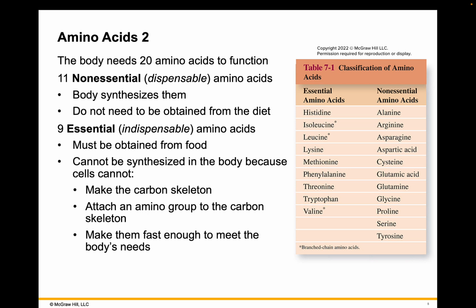We do not have the capacity to either synthesize within our body or produce them in the amount that's necessary to maintain homeostasis. And one thing to keep in mind here is why we can't synthesize them: we cannot make the carbon skeleton, we're not able to attach an amino group to the carbon skeleton, or we don't have the capacity to produce them fast enough to meet the body's needs.